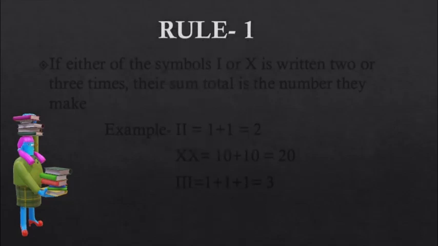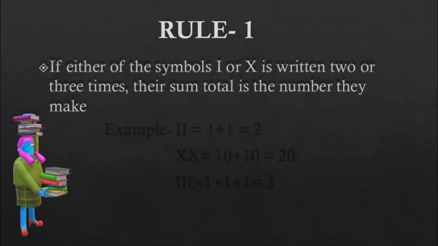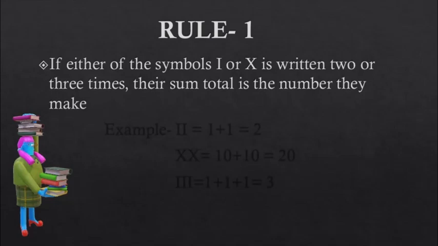So, the first rule says, if either of the symbols I or X is written 2 or 3 times, their sum total is the number they make. Now what do you understand by this? That is, if you write I or X twice or thrice, whatever is the sum total, that is the number. Let's understand this with an example.